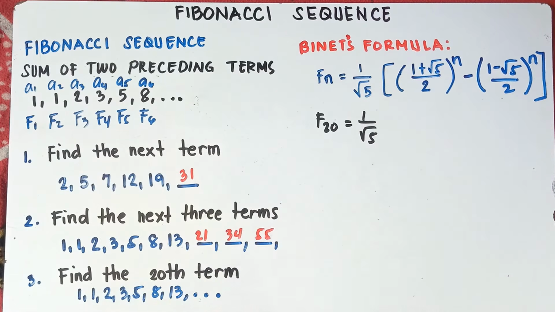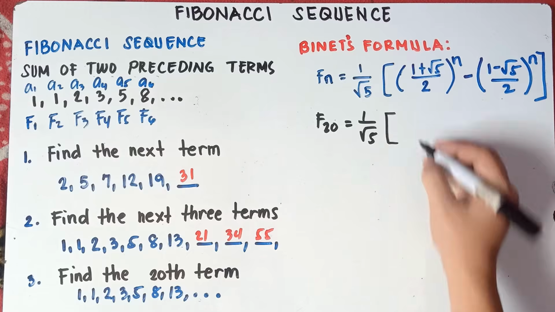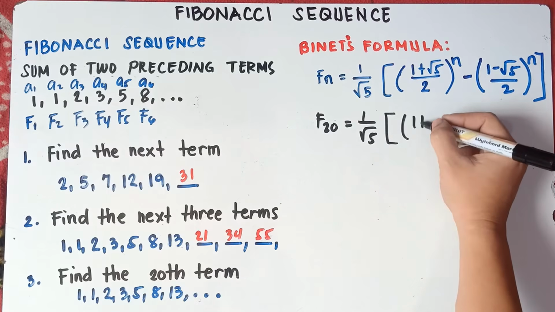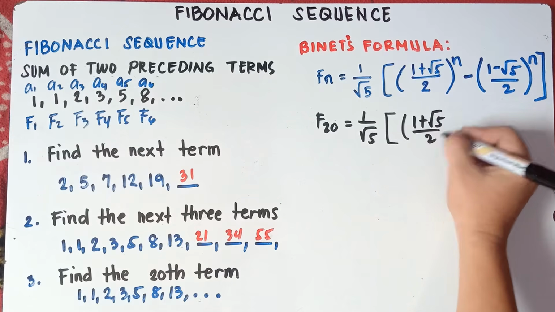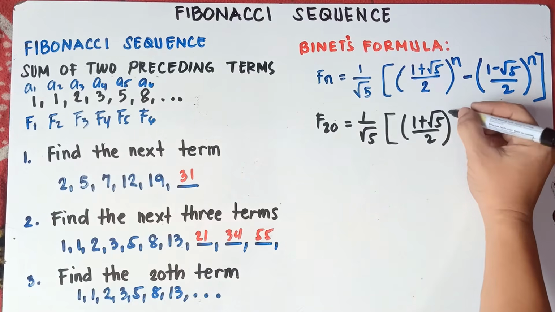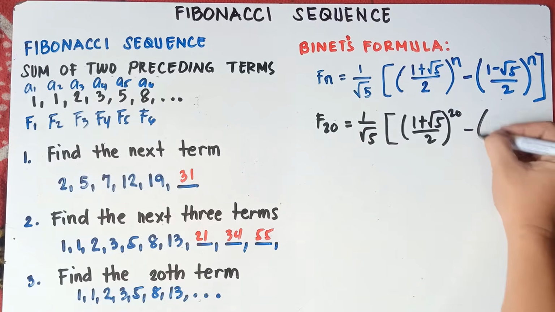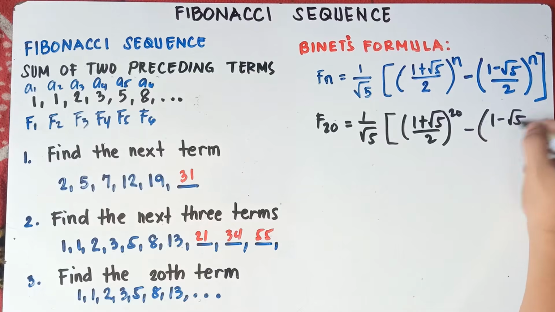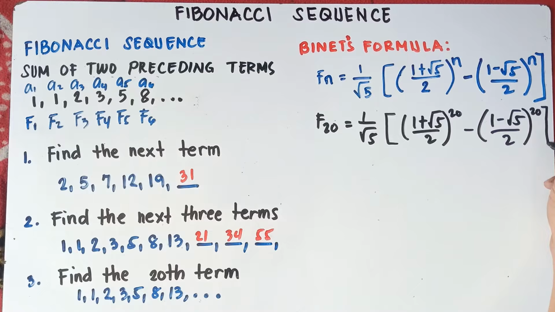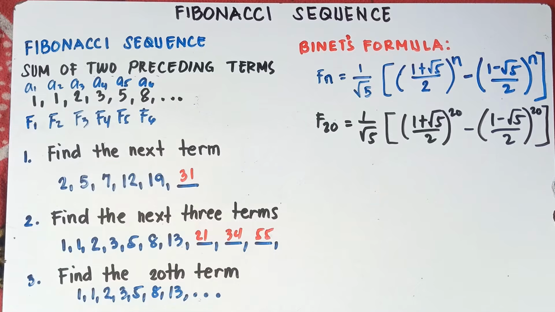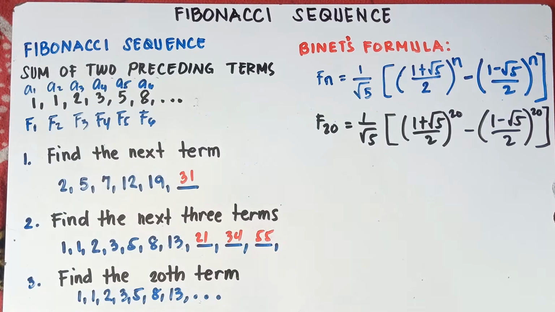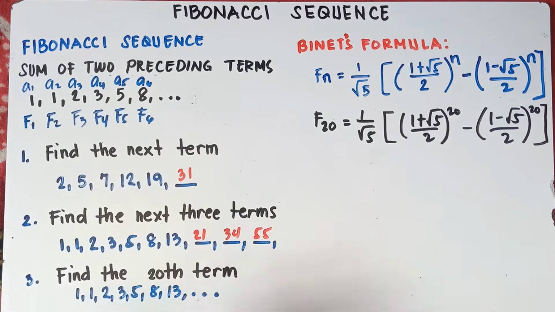Alright, so f sub 20, that would be quantity 1 plus square root of 5 over 2, and our n is 20, because we're looking for the 20th term, minus 1 minus square root of 5 over 2 raised to the power of 20, then close bracket. Alright, so let's use the calculator, class. Using the calculator, we can get the answer right away, easily.